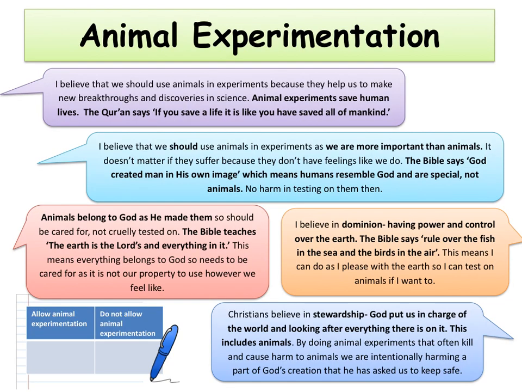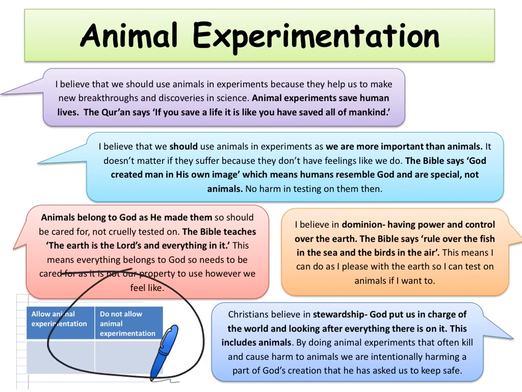One of the ways that we talked about animals being used was animal experimentation. On the screen you can see various different views on animal experimentation that might give us an idea as to what religious people are going to think about it. On your piece of paper, I want you to make a table like the one in the bottom left-hand corner of the screen.